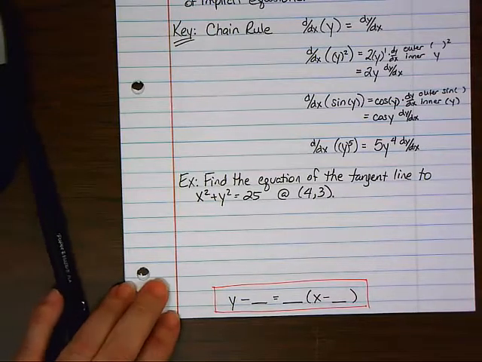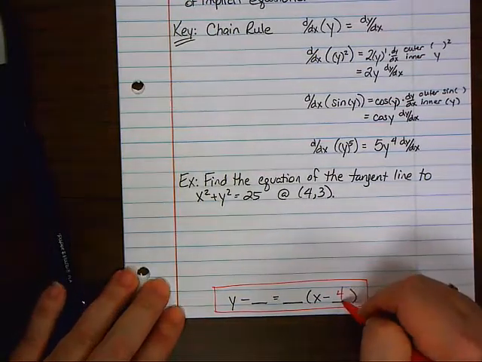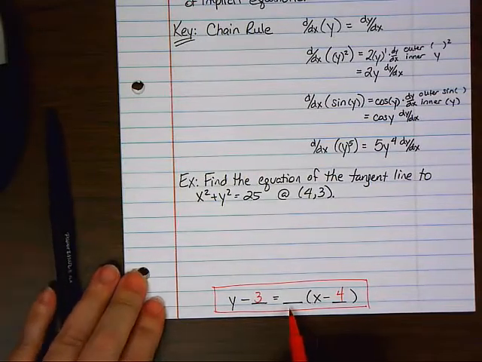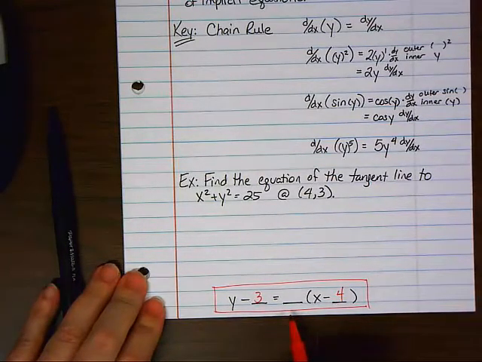Yes. What do I know? 4 and 3. 4 goes there, 3 goes there. That was easy. Okay. What's supposed to go here? The slope. How do you find the slope? Take the derivative.